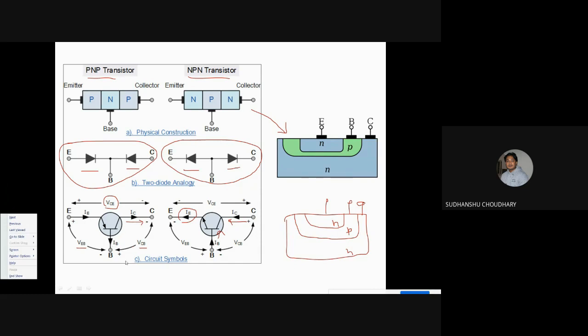So in both the models, PNP and NPN, emitter current is equal to collector current plus base current. But the directions of the currents are different. Right? So one has to always remember that. One has to see the arrow, which tells the direction of the emitter current, and then understand the collector current direction and base current direction. These things one has to remember.